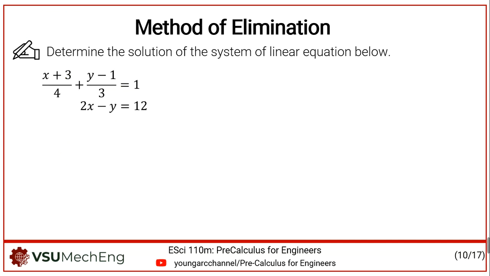Okay, let's have our example for the second method. We have (x plus 3) over 4 plus (y minus 1) over 3 equals 1, and 2x minus y equals 12. We have two equations whose degree is equal to 1, so we have a system of linear equations. For my solution, I will transform the first equation into a simple equation without any fractions involved.